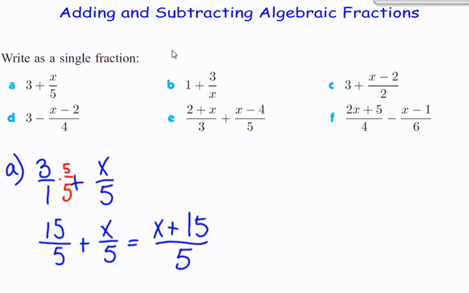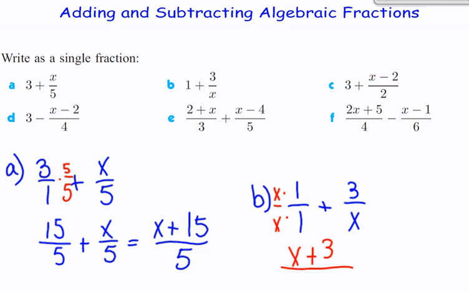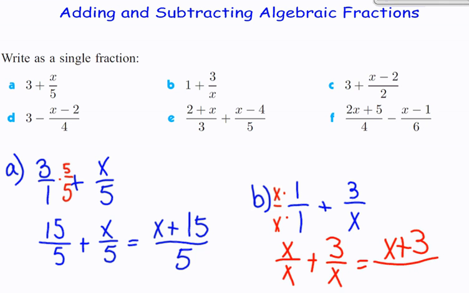I'll also do B. So for B, we've got 1, which is the same as 1 over 1, plus 3 over x. If we want a common denominator here, we'll need to multiply 1 by x to get the denominator of x. So we multiply the numerator by x as well, and we get x over x plus 3 over x, which is x plus 3 over x. Notice when we're adding fractions and we have a common denominator, we just leave the denominator as it is.